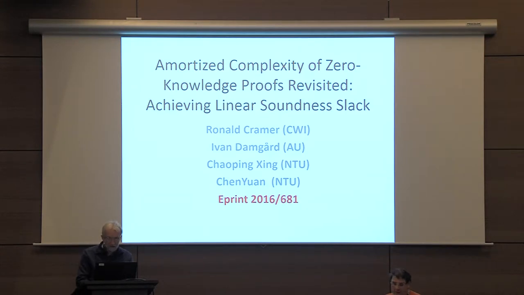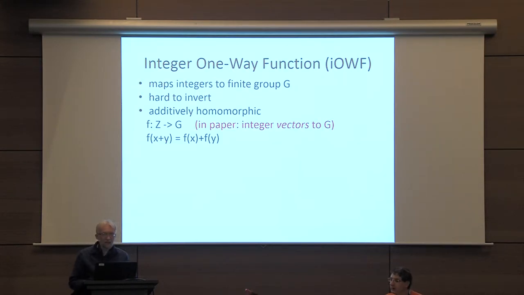Let me dive straight into the primitive that we're using all the time in this talk, something we call an integer one-way function, for lack of better names, I guess. It basically maps an integer to a finite abelian group G. It must be hard to invert, and the function must be additively homomorphic, so f of x plus y is f of x plus f of y. In the paper, we considered a general case of mapping vectors with integer entries into the abelian group, but for the talk, I just stick with a single integer as input.